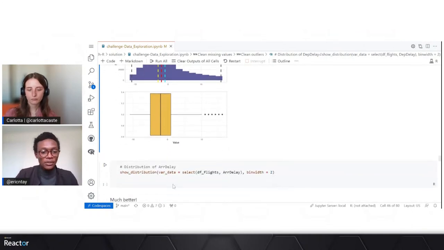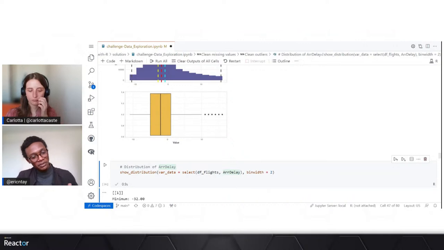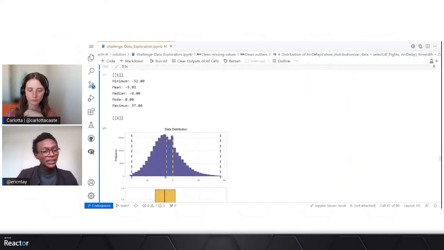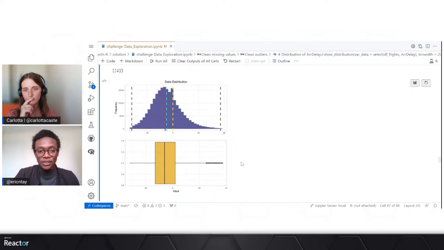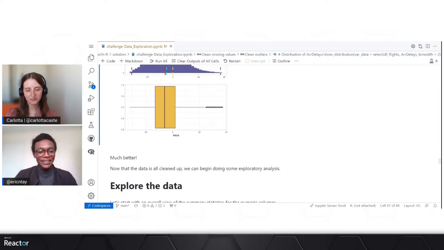And let's also see how the arrival delay column changed. I was really expecting to see the same. And again, we have this kind of bell-shaped curve where most of our data lies within the middle statistics of our data. We can see that most of the values lie within, let's say, negative 5 to around 0 minutes of arrival delay. And again, we have very few outliers as shown in our box plot below. So now we have a very clean data set that we can use to begin probing some more questions.